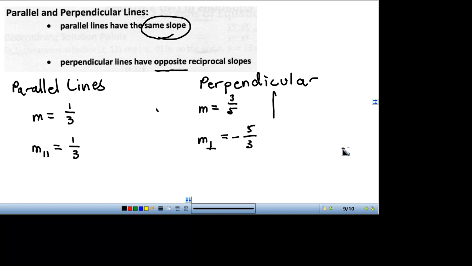Let's do another one. What if I give you a line and I say the slope is 3? Well, the slope of the line that's perpendicular, first off, I got to make it into a fraction. 3 over 1. So now the slope of the line that's perpendicular is going to be 1 over 3, but it's going to have a negative slope.